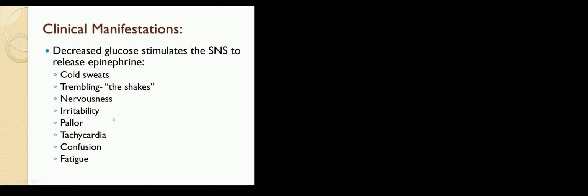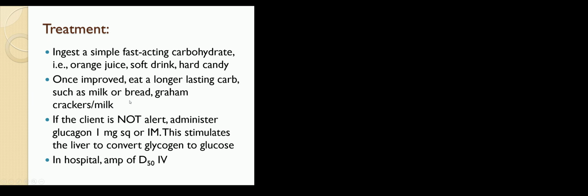So this is why you see a lot of these signs and symptoms in someone who's hypoglycemic, because of the release of extra epi. Treatment: we're going to ingest a simple fast-acting carb such as orange juice, a soft drink, or hard candy. Once they improve, you always follow that with a longer-acting carb, such as milk or bread, graham crackers, because that just brings it down real quickly and it can rebound and come back with a vengeance. So you always want to follow it with a longer-lasting carb once they improve.